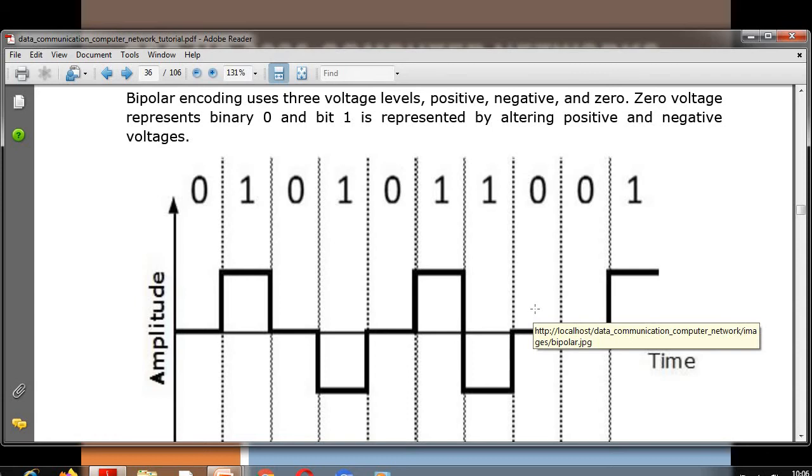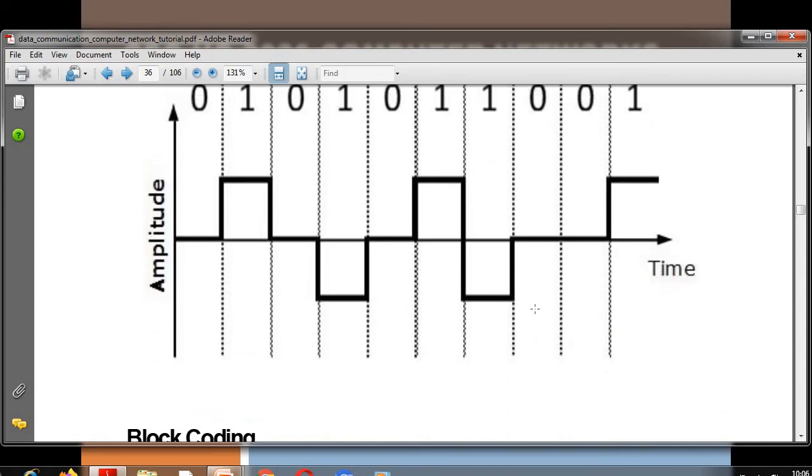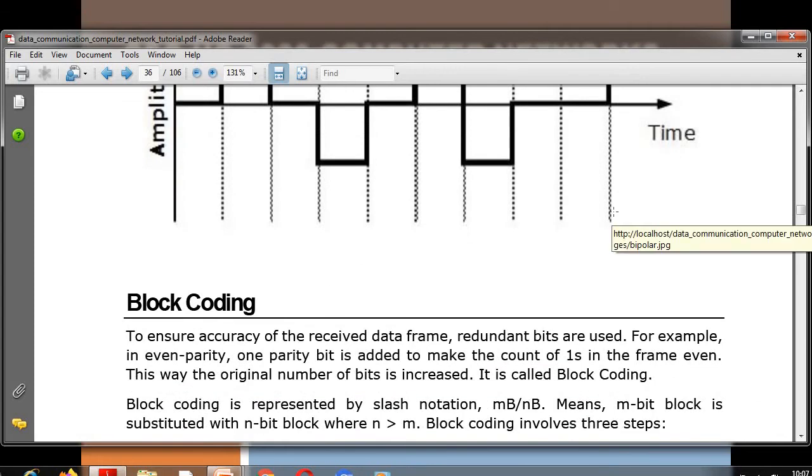So if we see the amplitude and signal 0 and 1, in 0, 1, 0, 1, 1, 0, 0, 0, 1, when 1 actually gets 1s, that it changes that. So this is the bipolar.